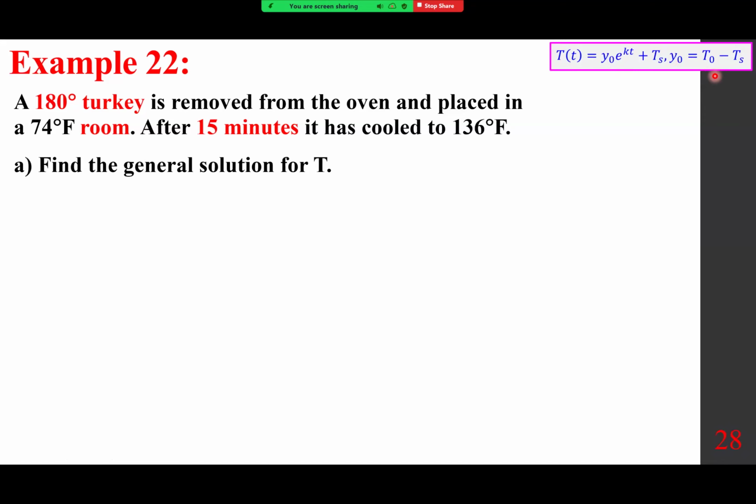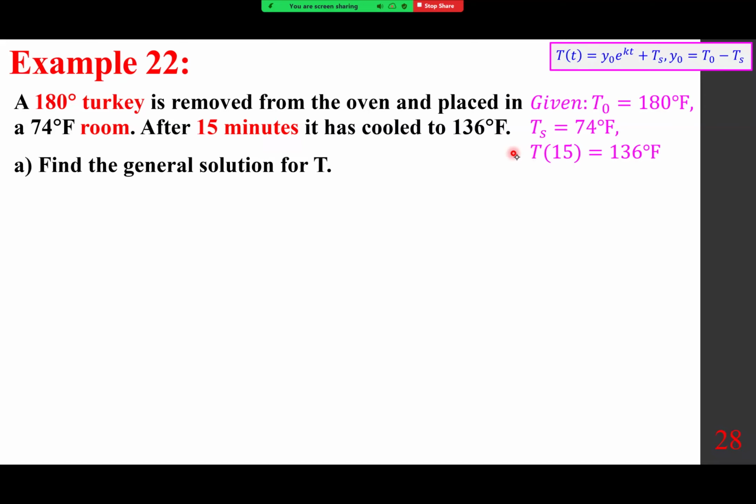So what is given? This is T sub 0. Originally, at time 0, the temperature for the turkey is 180 degrees. The room temperature is considered the surrounding, and is 74 degrees. And then 15 minutes later, T of 15 is 136 degrees. This is the given. This is the translation of the question.